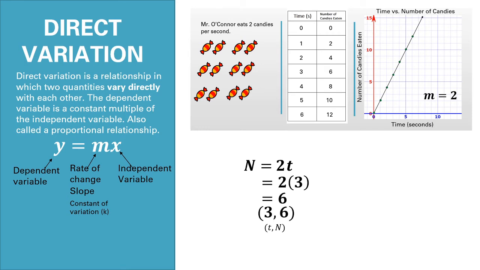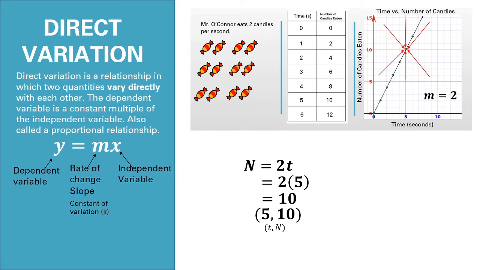2 times 3, we get 6, means there's the point (3, 6) right there. 2 times 4, we get 8, means we have a point on the graph for (4, 8). You can see it there. 2 times 5 equals 10, and so we have a point on the graph (5, 10), which you can see right there. And now I think you understand the basic idea here.